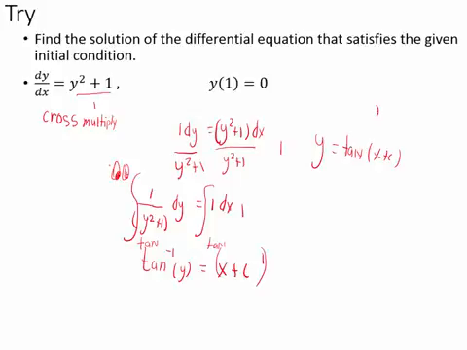What do we have to do to get the last point? Find c. Now remember, be careful. This point is 1 for x, 0 for y. So I put in 0 equals tan of 1 plus c. Oh boy. How do I solve that for c?